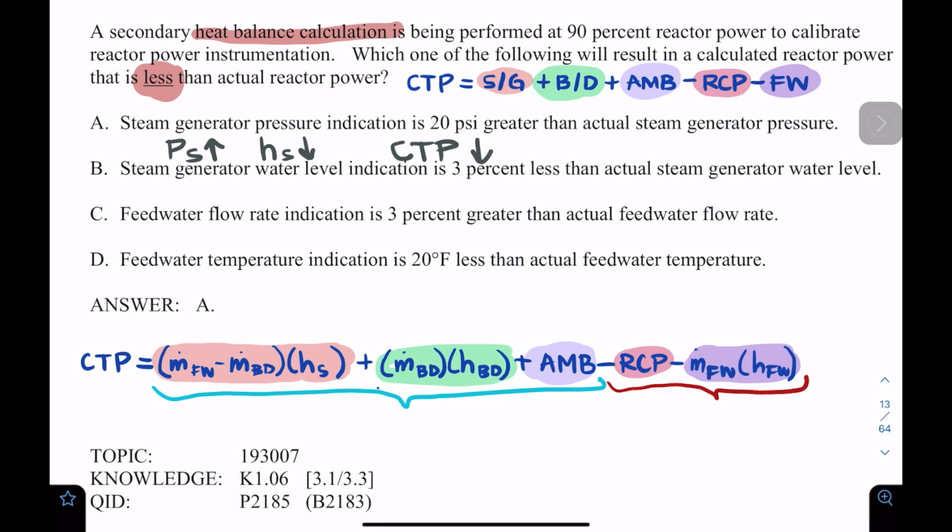Okay, the next one is going to be interesting, and for this one I just want you to remember, don't complicate yourself. This one says that the steam generator water level indication is 3% less than the actual steam generator water level. When we talk about the steam generator here, we don't have anything related to water level. So when they talk about water levels, that's not going to be affecting our reactor power, right?